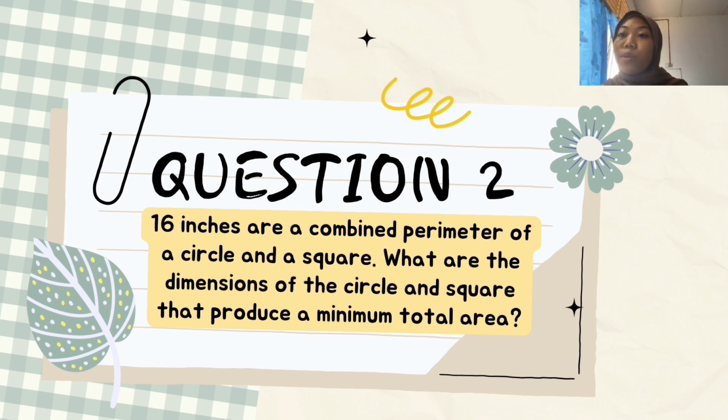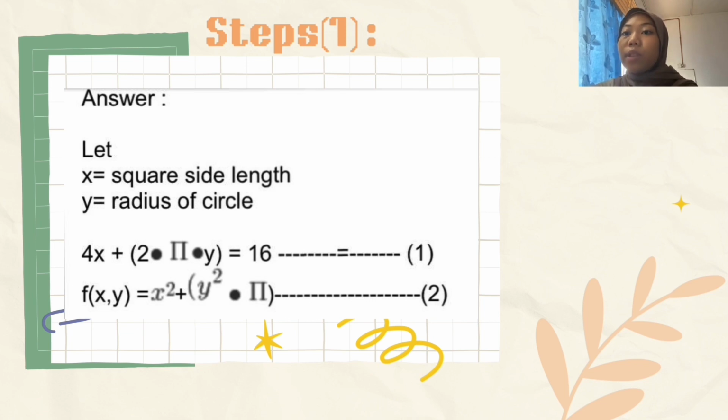Question 2 states that the combination of the perimeter of a circle and a square is 16. We need to find the dimension of the square and a circle that minimize the total area. The first step is to define the variables used to measure the dimension. Let us use x equals the square side length and y equals the radius of the circle.